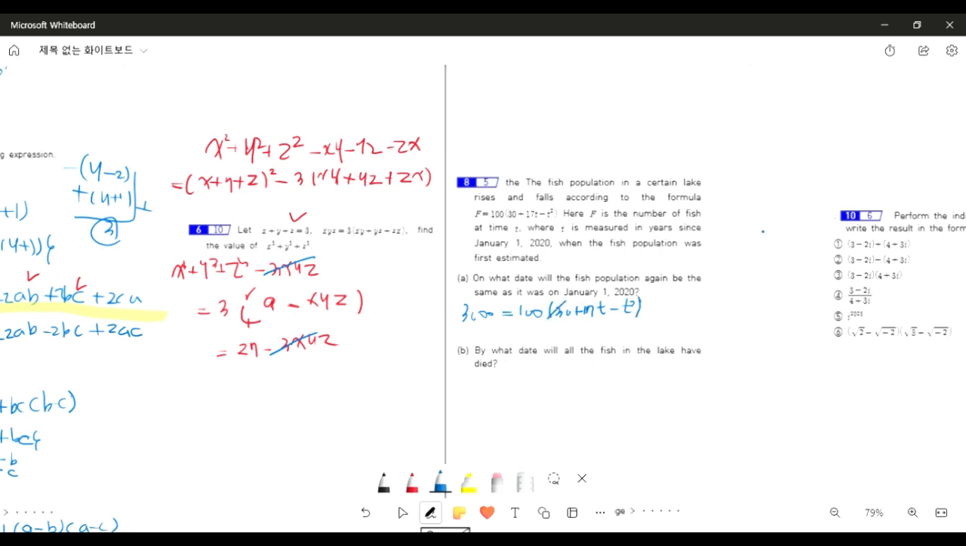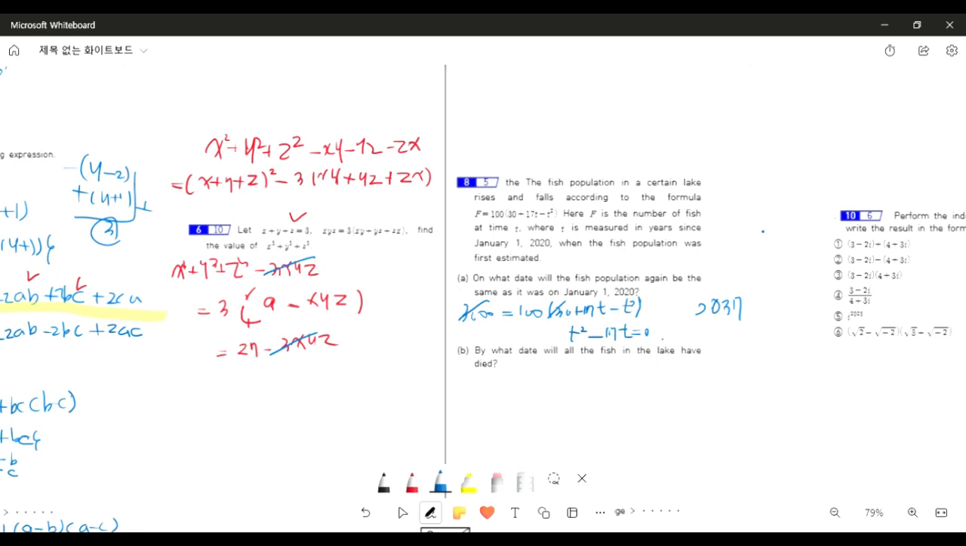So t² − 17t equals 0. So when the number of PCs is 3000, then t equals 0 or t equals 17. So t equals 17, or 2037.